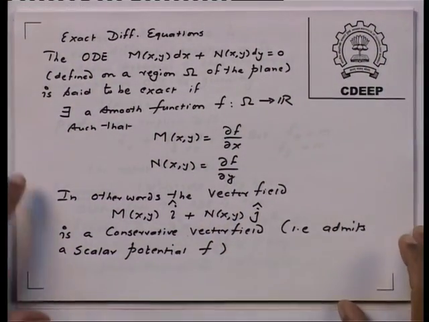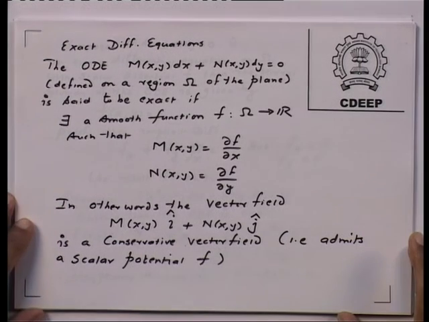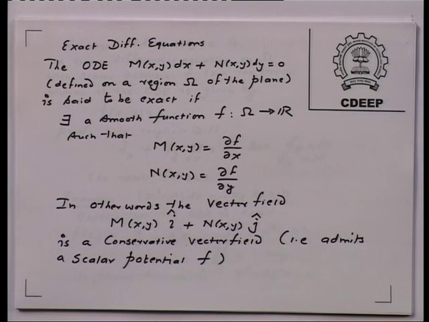Now, let us come to the next topic, exact differential equations. First of all, what is an exact differential equation? The ODE M dx plus N dy equal to 0, where M and N are functions defined on some region in the plane, is said to be exact if there is a smooth function f. Smooth means that it will have as many derivatives as the situation demands. Let us assume that it has two continuous derivatives.